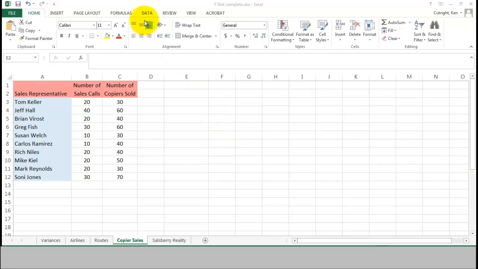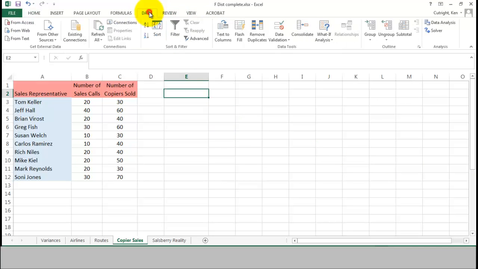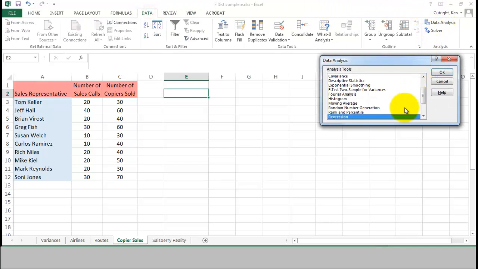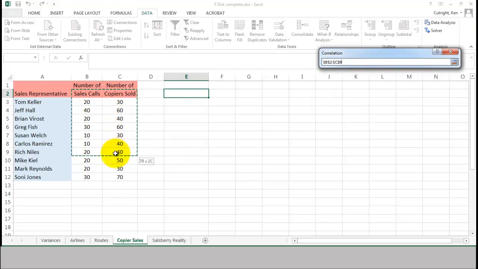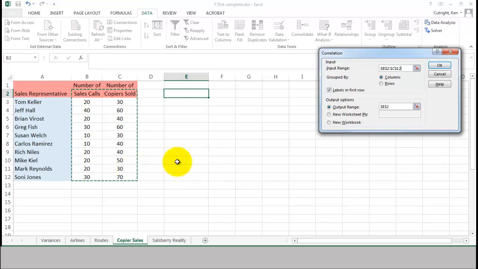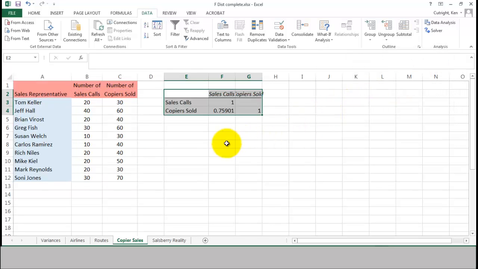So the first thing I'm going to do is go to Data, Data Analysis, and I'm going to find Correlation. Right here it is. I click OK, and I highlight the data here that I want to use to determine the correlation coefficient. I select the cell that I want to put the output, and we see that I get the same correlation coefficient that I saw in the PowerPoint slides earlier. No difference, and we didn't expect it to be different.